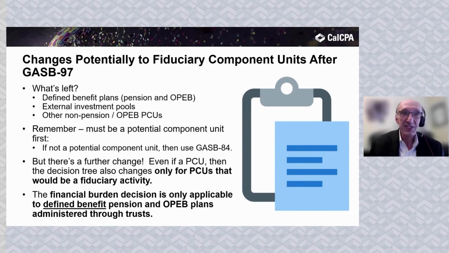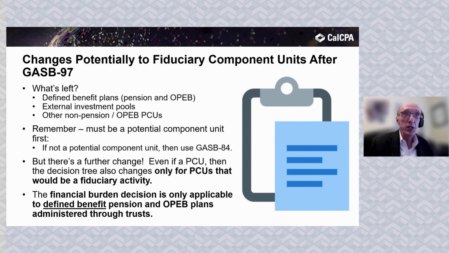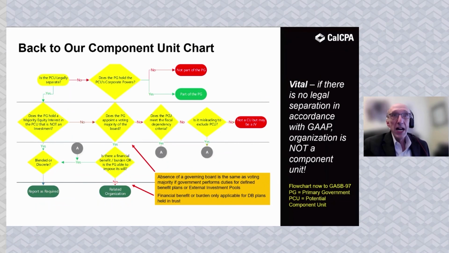Finally, the financial burden decision is only applicable to those DB plans out there administered through trust. If you don't have a trust, it's unlikely you have a potential component unit relationship, but you may still have a potential component unit for other fiduciary activities. So don't forget about those. Let's go back to our tree.